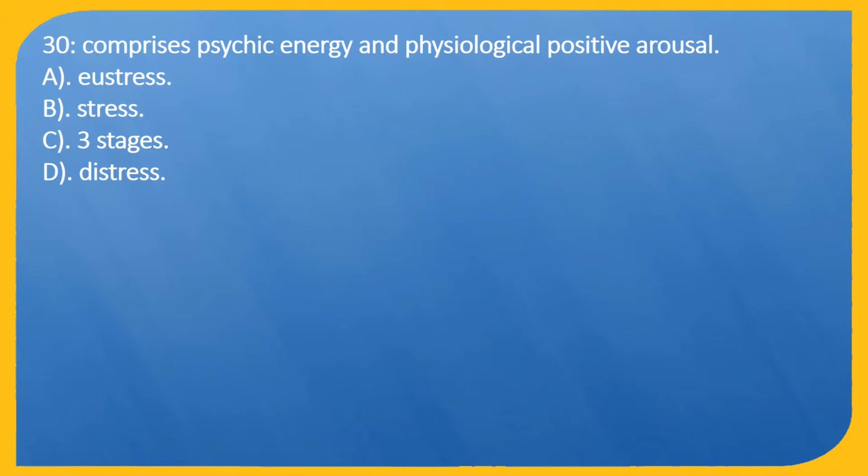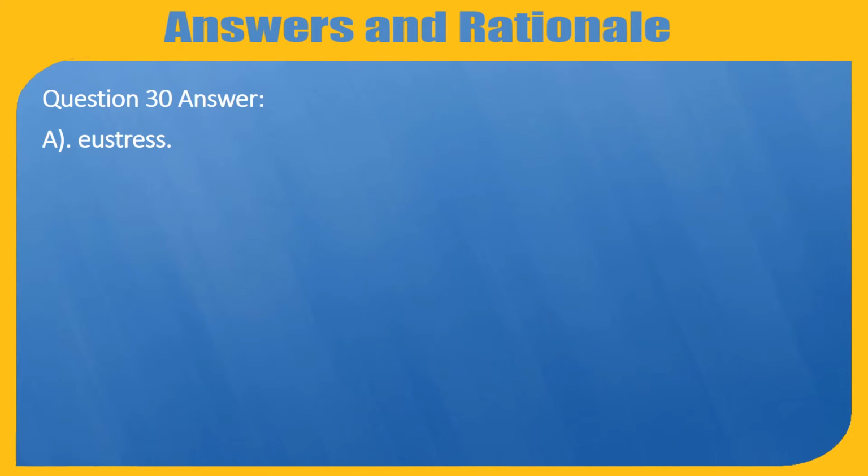Question 30. Comprises psychic energy and physiological positive arousal. A. Asterisk. B. Stress. C. Nine stages. D. Distress. Question 30. Answer. A. Asterisk.